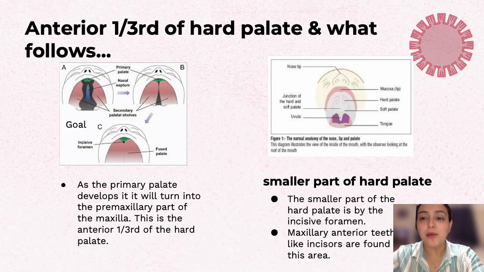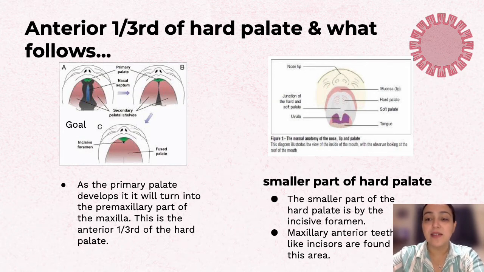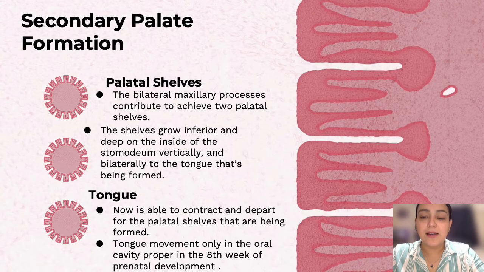The primary palate will develop into the premaxillary part of the maxilla, which is referred to as the anterior 1/3 portion of the hard palate. The incisive foramen is a smaller part of the hard palate where the maxillary anterior teeth are, which is going to be right here. The bilateral maxillary processes is what gives rise to the palatal shelves, which will help form the tongue. The tongue muscles begin to form, so there's going to be limited movement during the 8th week.